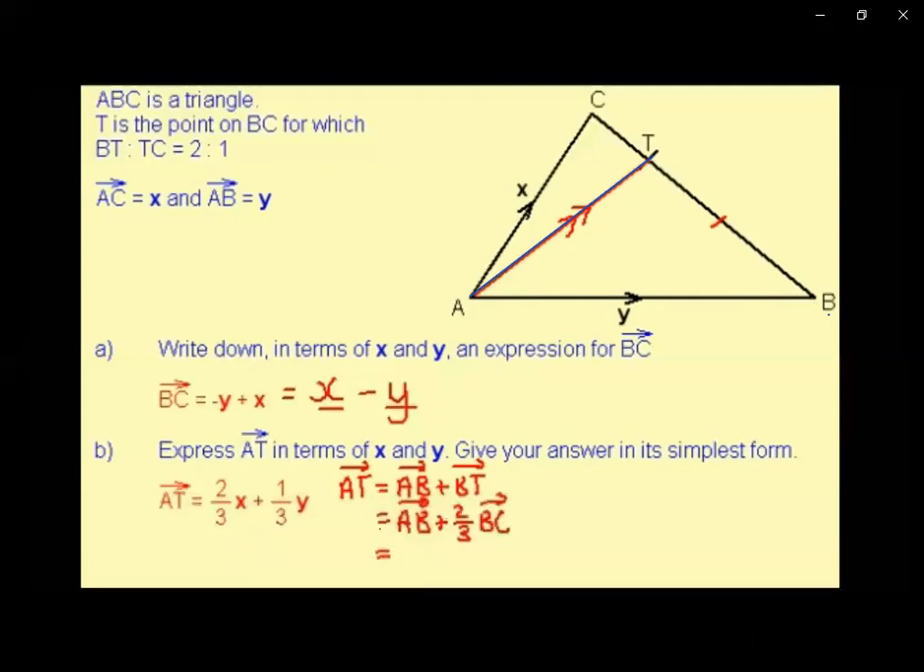Vector AB is vector Y. Vector BC is here. It's vector X minus vector Y. So I have 2/3 of vector X minus vector Y. I can now simplify this. I have vector Y minus 2/3 of vector Y, which gives me 1/3 of vector Y, plus 2/3 of vector X.